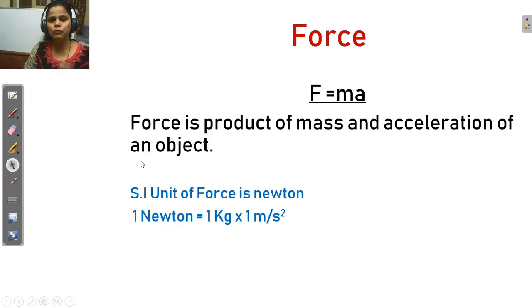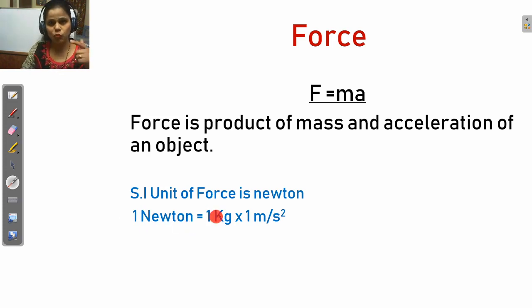So the SI unit of force is Newton. Just see here in this formula, what is the SI unit of mass? Mass is measured in kilogram or gram, but in the SI system, mass is measured in kilogram. And the unit of acceleration is meter per second square. So the SI unit of force is kilogram meter per second square, and 1 kilogram into 1 meter per second square is equal to 1 Newton.